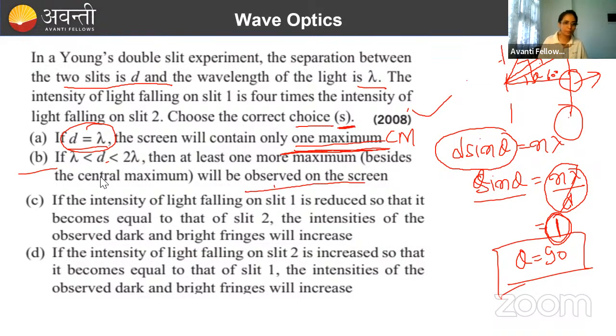Done. So B seems true if 1 is true. Now come to C. If the intensity of light falling on slit 1 is reduced. Now let's talk about the intensity here.